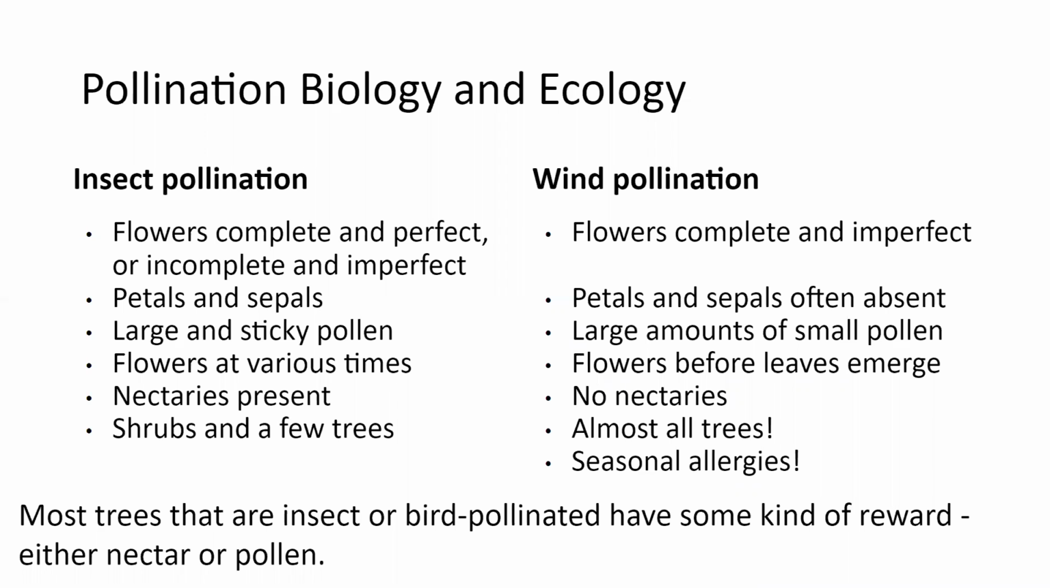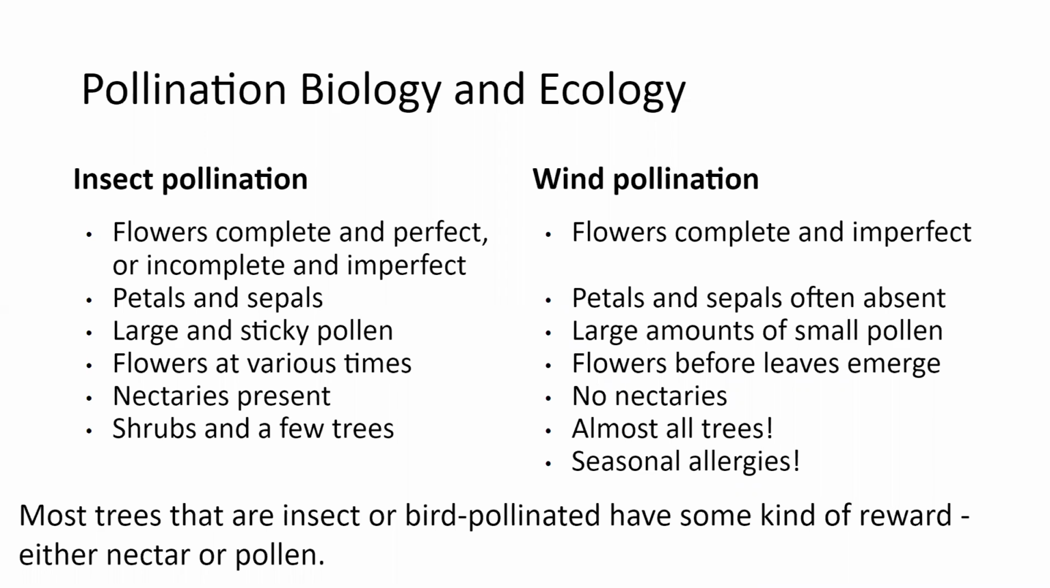Insect pollinated plants have flowers at different times of the year, whereas wind pollinated ones tend to flower early, before the leaves emerge, so the pollen can travel farther. Insect pollinators often have a nectary. So this is a reward. This attracts insects to the plant to begin with, and it's not necessary in wind pollinated plants. And insect pollinated includes a lot of our shrubs and also a few trees, whereas wind pollinated is the majority of trees. Wind pollinated ones are also our seasonal allergies.